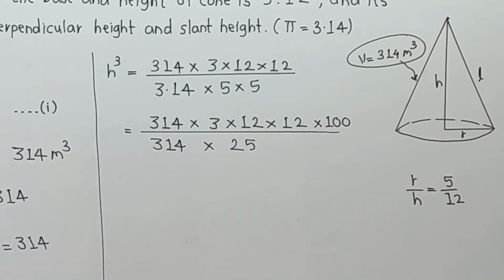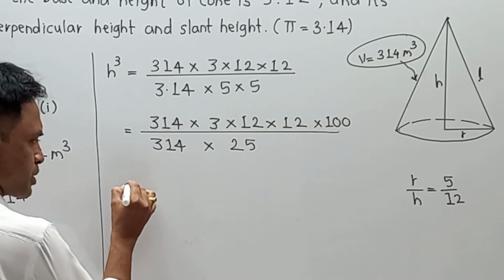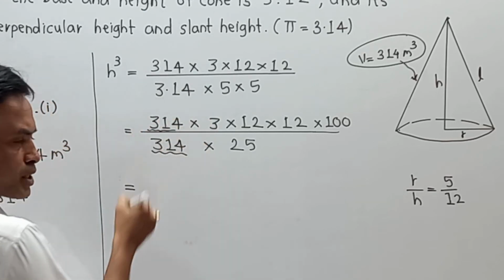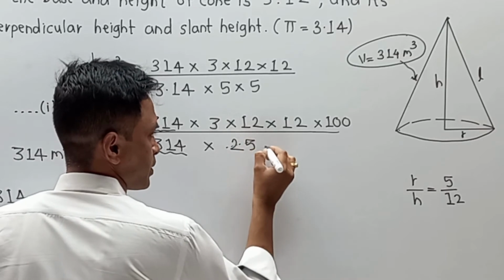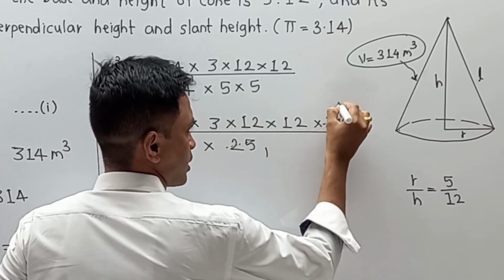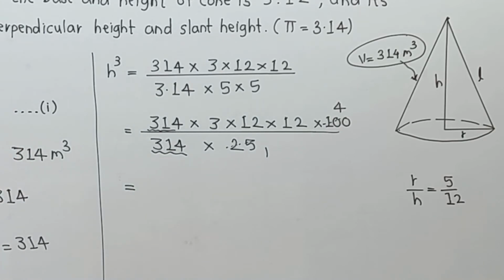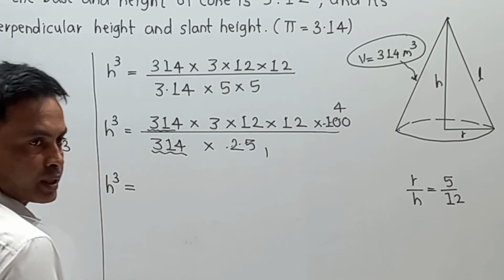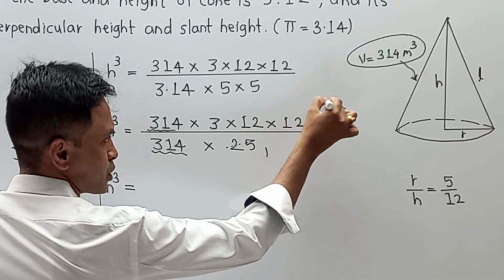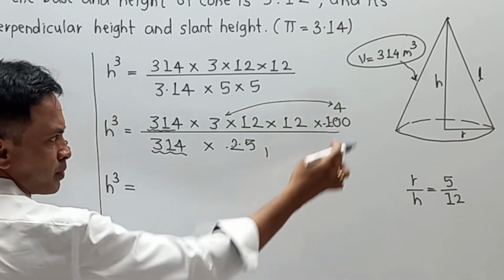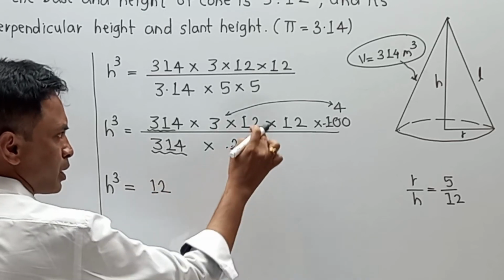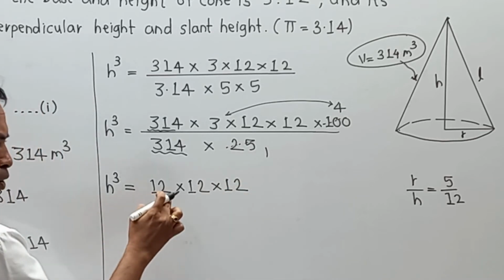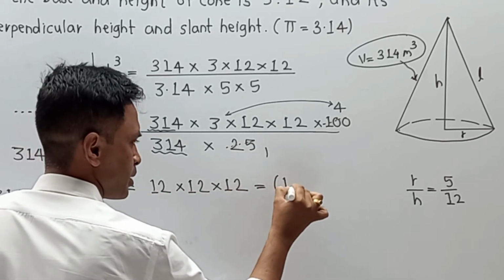Now there are two logics which are going to get solved simultaneously. How? Please pay attention. Here 314 gets cancelled with 314 because it is the same quantity. And 25 ones are 25 and 25 fours are 100, and this is the next term available over here, and that is the value of h cube. Now simply we are able to get 12 into 12, and this 4 into 3, this 4 into 3, automatically becomes 12 into 12 into 12. In short, h cube is equal to 12 into 12 into 12, which means it becomes 12 cube.